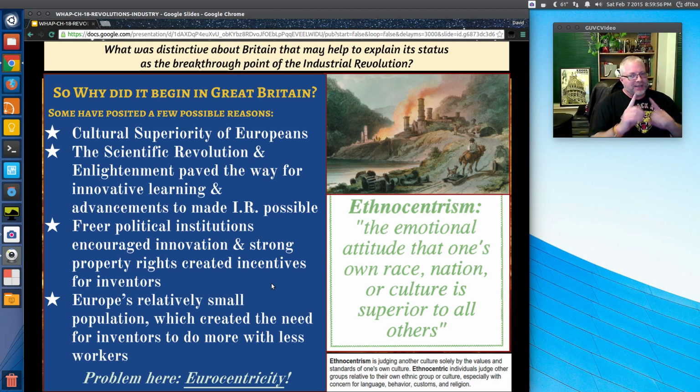How about, this is an interesting one, Europe's relatively very small population, which creates the need for inventors to do more with less workers. Some have said, well, this is falling on the heels of the plague. And some cities in Europe, they lost a half or sometimes 3/4 of their population in some port cities. Yeah, but not in Great Britain. I mean, Great Britain, some of the bigger cities had massive losses of life. This is also, you know, hundreds of years ago.